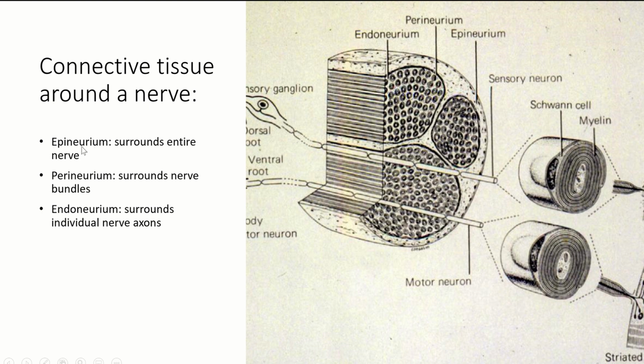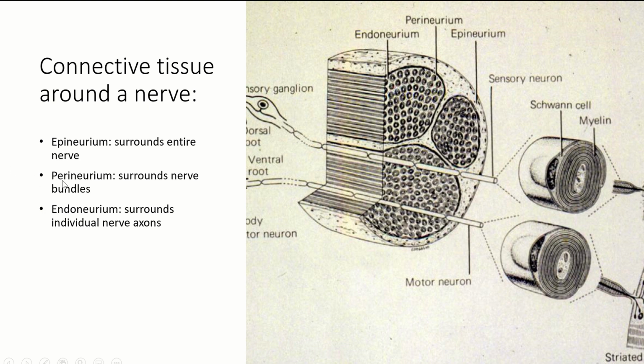So epineurium, sorry, that's my dog. Neurium, meaning nerve, right? Referring to nerve. And epi is going to mean like outermost. Okay, so it's the outermost connective tissue around a nerve. Okay, so it surrounds the entire nerve. So epineurium is going to be this connective tissue that surrounds the entire nerve.